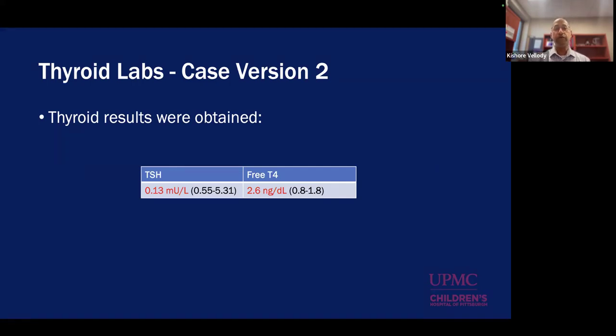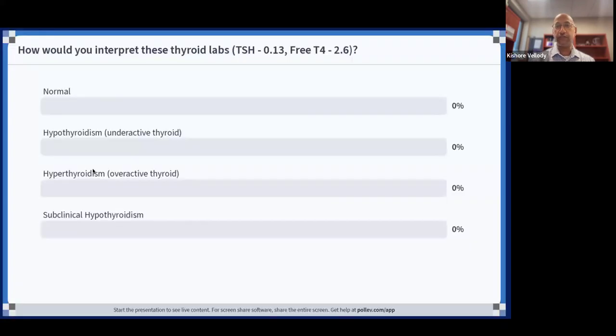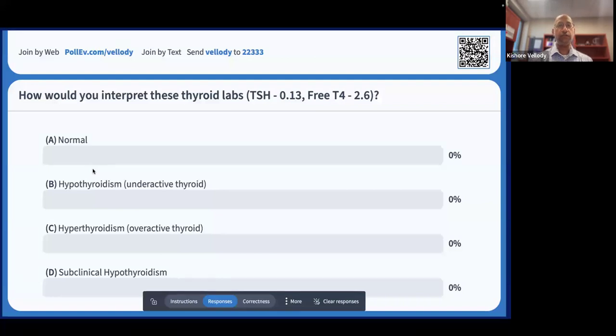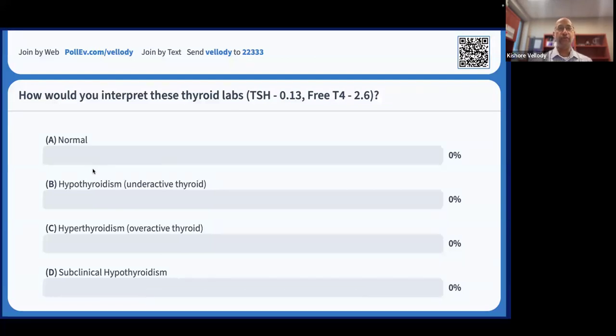Okay, so this is another version of what could have happened to this 5-year-old who showed up and got these labs at the Down Syndrome Center for the first time in a long time. And these thyroid results show the TSH is low and the free T4 is high. So here is your question to answer. So go ahead and pull out your phones and begin answering these as well.